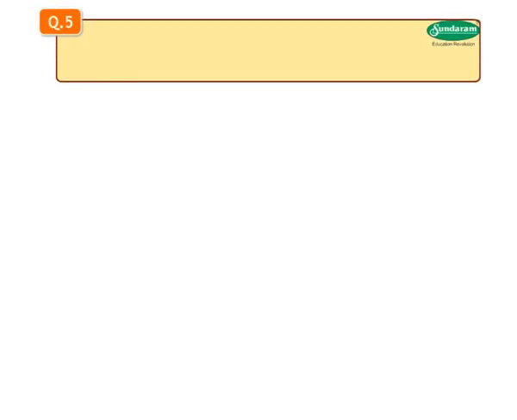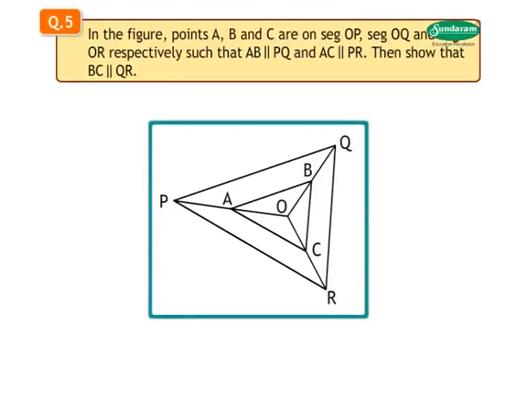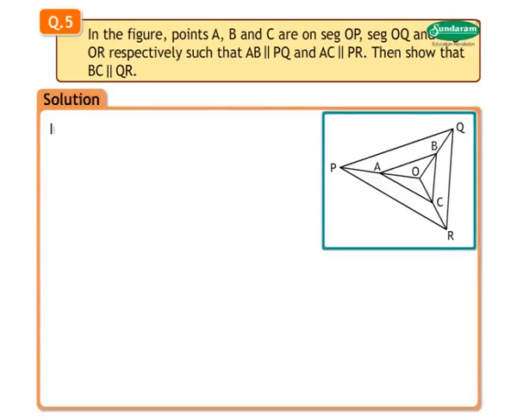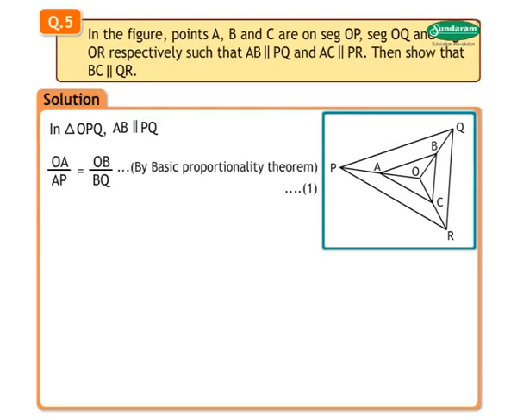Question 5. In the figure, points A, B and C are on segment OP, segment OQ and segment OR respectively, such that AB is parallel to PQ and AC is parallel to PR. Then, show that BC is parallel to QR. Solution. In triangle OPQ, we have AB is parallel to PQ. Therefore, by basic proportionality theorem, we get OA upon AP is equal to OB upon BQ.